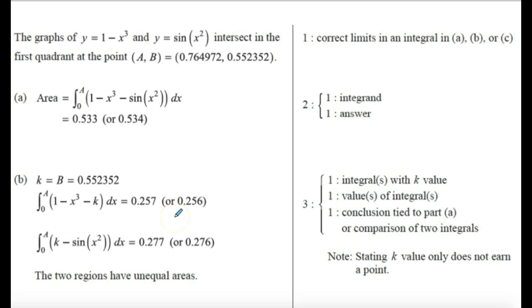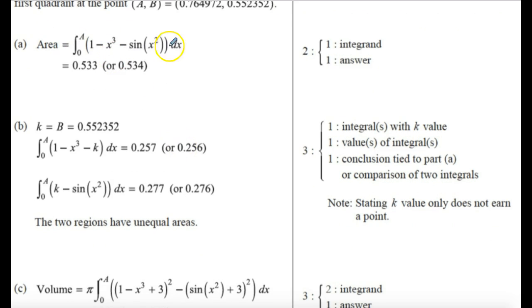Here's our scoring rubric. Okay, you can see that this is similar to one of the ones we just looked at, where 1 point for correct limits in any part, A, B, or C. So I mean, maybe we messed up the limits somewhere else and we accidentally used a different point. Okay, we would get a point for using the correct limits somewhere, right, from 0 to 0.764972. Part A was worth 2 points, 1 point for the integrand, 1 point for the answer.